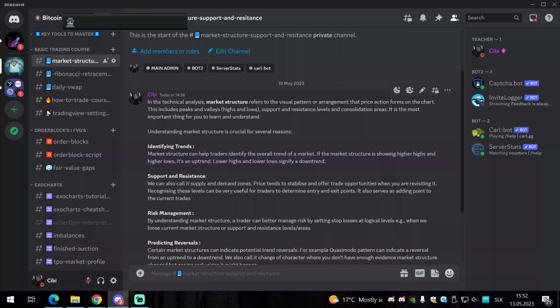Let me check the text, in case I need to cover something else here. So I showed you identifying the trends. So we are going to support and resistance. Yes, so support and resistance. We can also call it supply and demand zones. This is pretty simple.